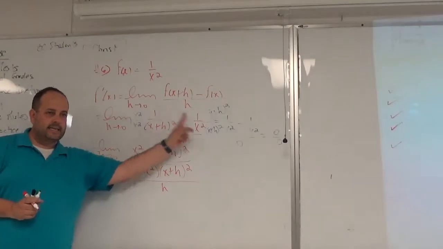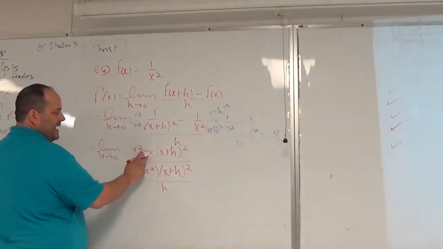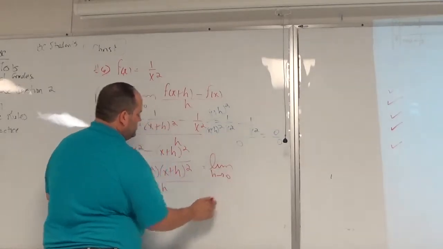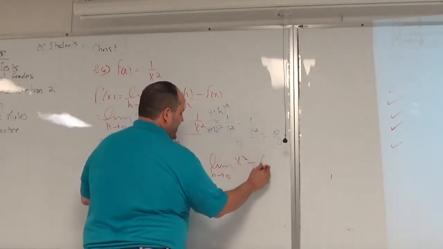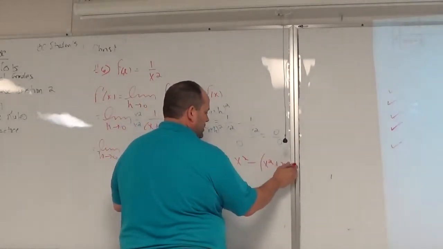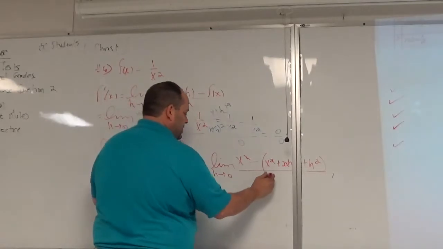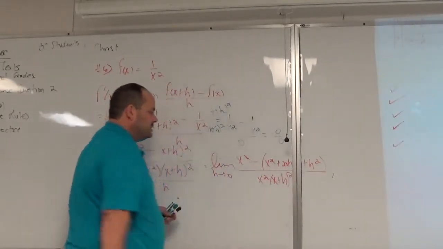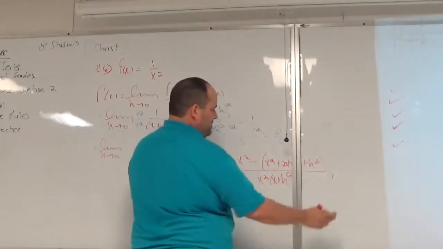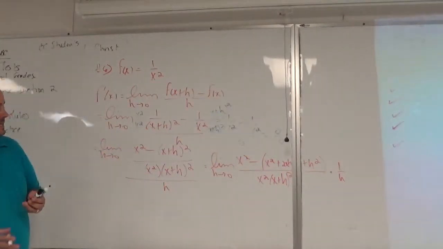Whew. Ugly stuff. But here are some things I can do. x squared minus all this, x plus h squared, I want to clean this up. I'm going to make this the limit as h approaches 0 of x squared minus x plus h squared. x plus h times x plus h means x squared plus 2xh plus h squared. All that is divided by x squared times x plus h squared. This whole fraction is divided by h. That's the same thing as saying this fraction times 1 over h. Ugly, but we're going to get there.